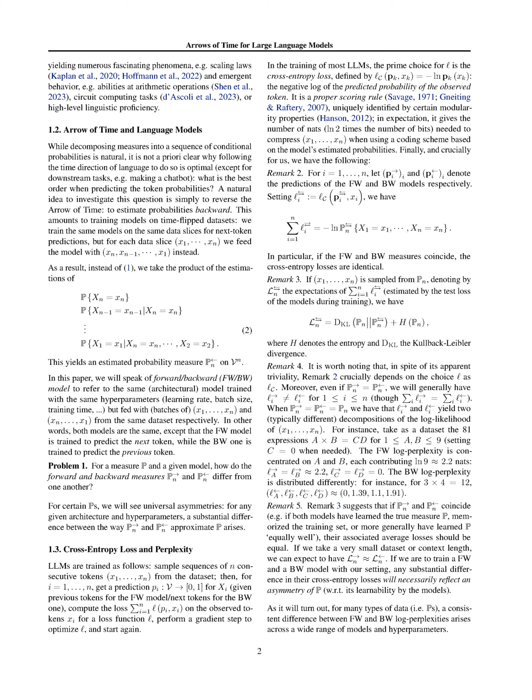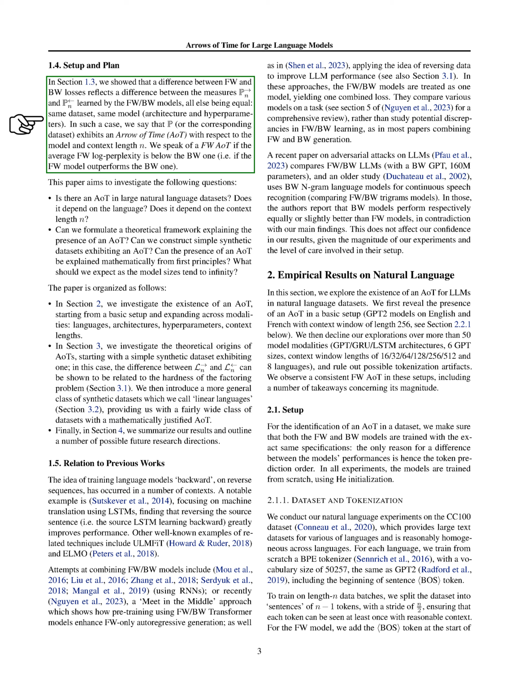Section: Setup and Plan. In this section, we discuss our setup and plan for exploring a phenomenon we call the arrow of time, AOT, in language models. We've noticed that when comparing forward, FW, and backward, BW, language models, meaning models that predict the next word in a sentence versus those that predict the previous word, there's a difference in their performance. This difference isn't due to the dataset, the structure of the models, or the settings we use. It's all about whether the model predicts words forward or backward.